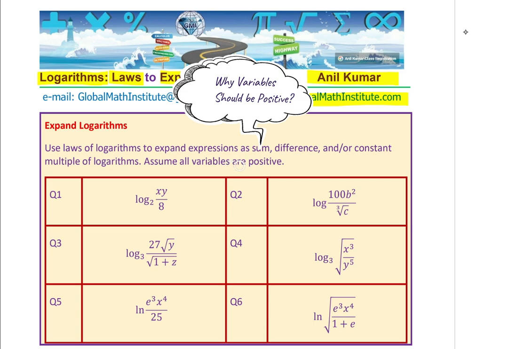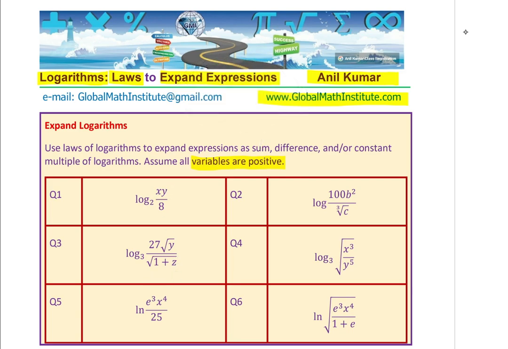Assume all variables are positive. Assume all variables are positive is a very important statement here. So wherever you see x, y, or a, b, c, they are all positive. Now it is important since you know the logarithmic functions are defined where the argument is greater than 0. Questions are before you. You can pause the video, answer them one by one, and then look into my suggestions.